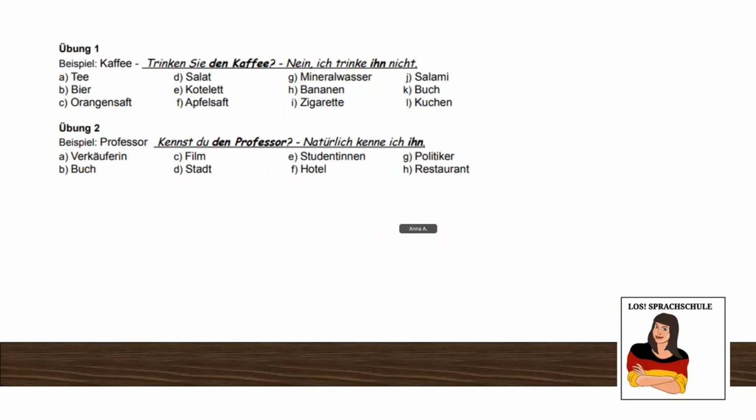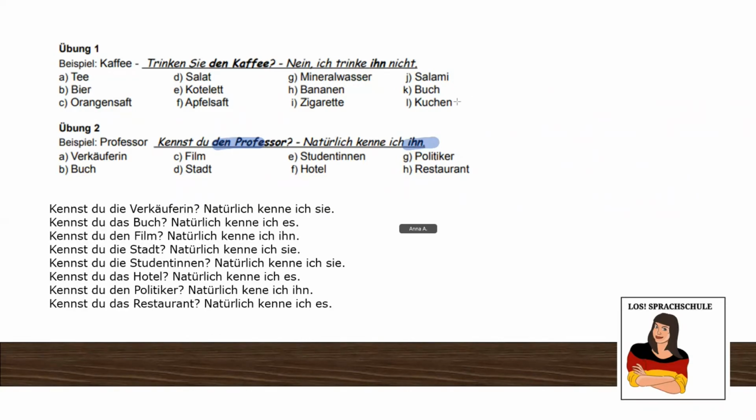Here you have to make the difference if it is a male person or a female person, or if it is just a thing, and you have to know if it is der, die, or das. Example, Professor. You have to know now, okay, professor, it's a male occupation. We talked about it in another video. Then you know it's der Professor. And then you can say everything you want to say. Kennst du den Professor? Natürlich kenne ich ihn. Do you know the professor? Of course I know him. Try to do this exercise and we will compare it in a second.